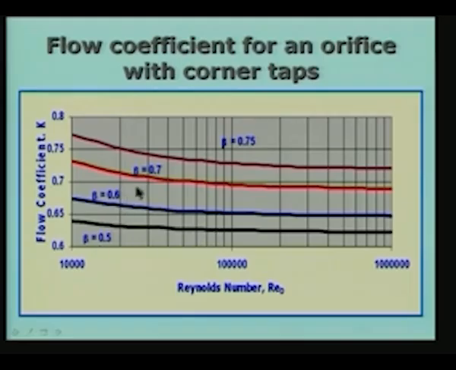For different values of beta I have different values of flow coefficient, but they also show some kind of an asymptotic behavior, which means that for a Reynolds number greater than about 10 to the power of 5, 100,000 is 10 to the power of 5, these are more or less independent of the velocity or independent of the Reynolds number. Of course, the Reynolds number is calculated based on the velocity, the diameter of the pipe, and also the particular fluid which is flowing. So, the fluid property also is coming into this by itself.